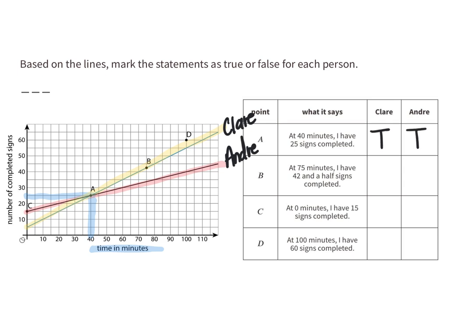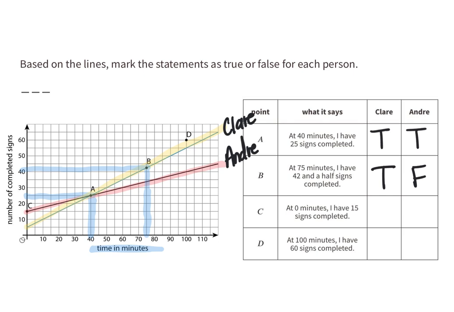The next one says, at 75 minutes, I have 42 and a half signs completed. Okay, so let's find 75 minutes. So 75 minutes is in between 70 and 80. And they completed 42 and a half signs. So where would 42 and a half signs be? That's going to be right there with point B. So whose line is that point on? That's true for Claire, but is not true for Andre because that's not on Andre's line.